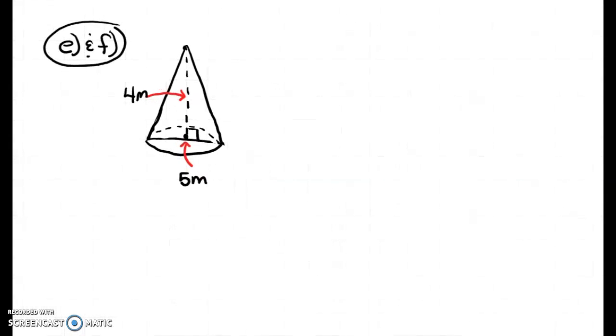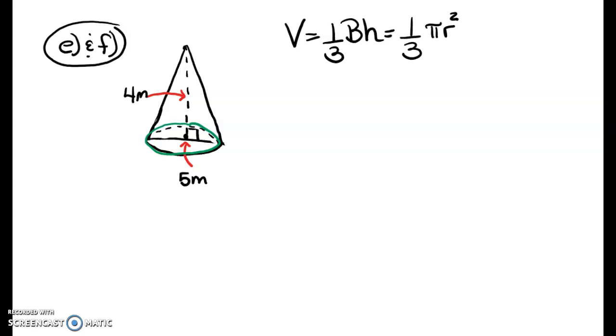So now the volume of a cone, again, is 1/3 the area of the base times the height, and we see that the base is a nice circle, and we know that the formula for the area of a circle is pi r squared. So we're going to replace capital B with pi r squared. So we need the radius and the height for this.